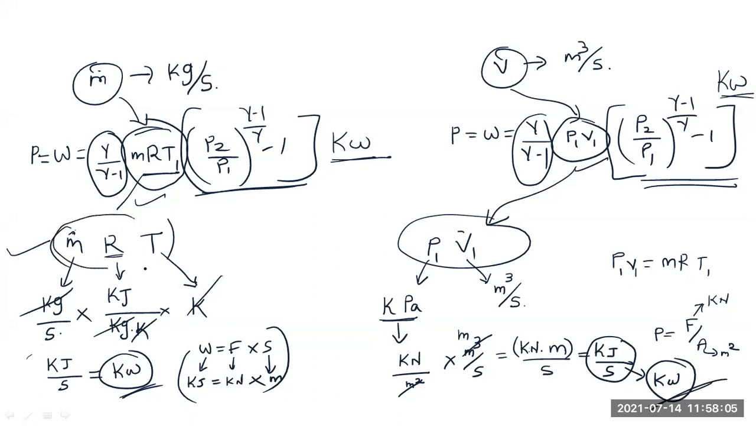So if we are taking P1 V1 volume, then we are getting the power unit kilowatt. If we are taking mRT, then also the power unit we are getting kilowatt. So whether you take mRT1 or you take P1 V1, in both the case, unit of power you will get in kilowatt. Okay.